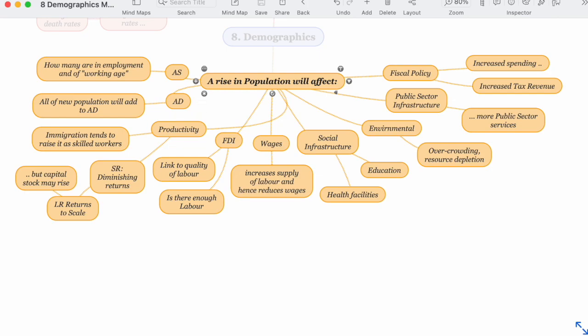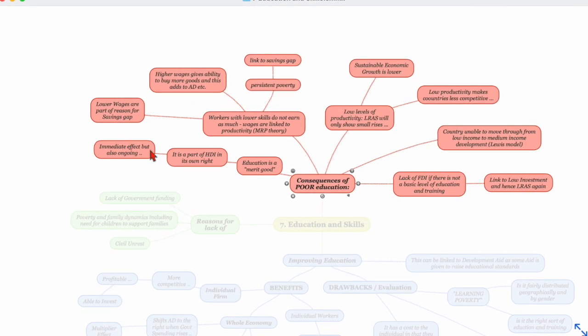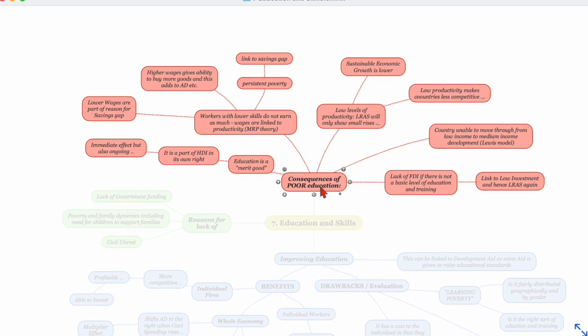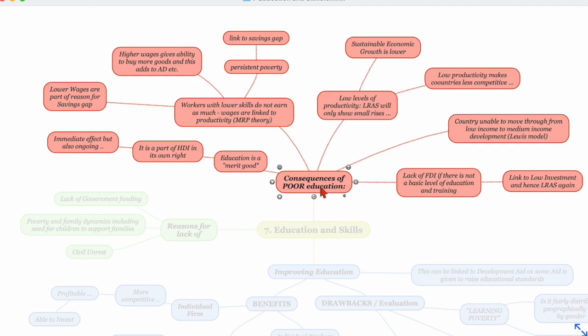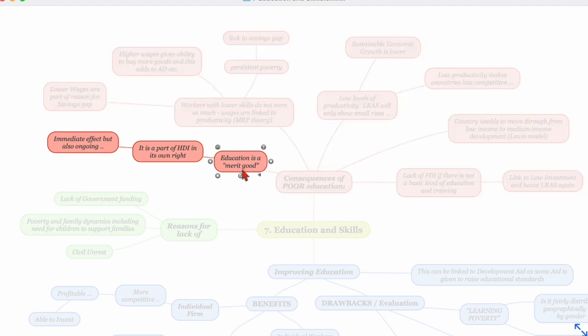Okay, now just going to bring in education quickly and look at what are the consequences of having a poor education of the population. And remember, you need to start with remembering from last year that education's a merit good. It's part of the human development in its own right, and it has an immediate effect when you increase spending on education, but also an ongoing, a long-run effect.